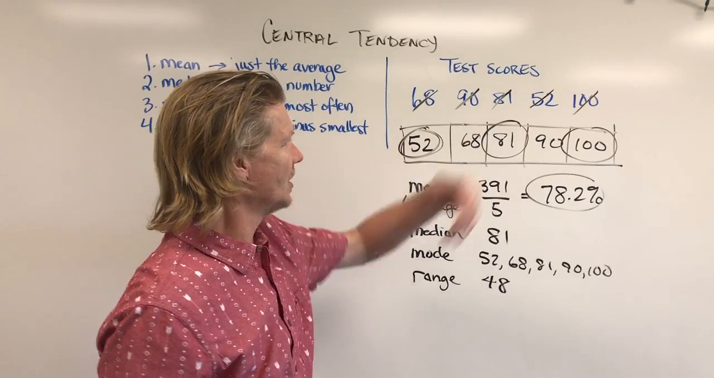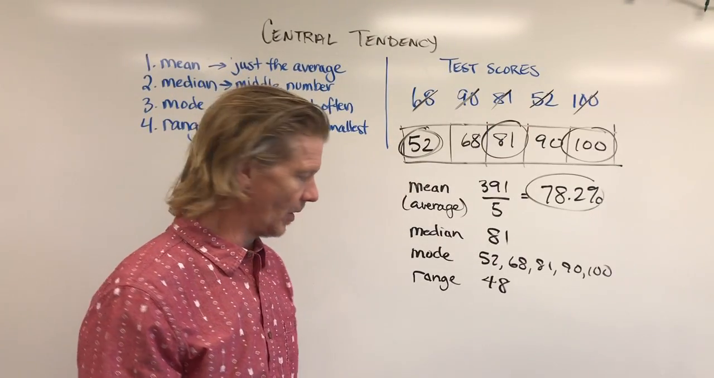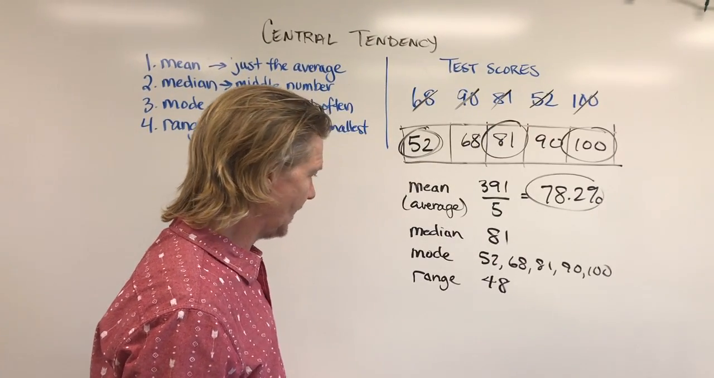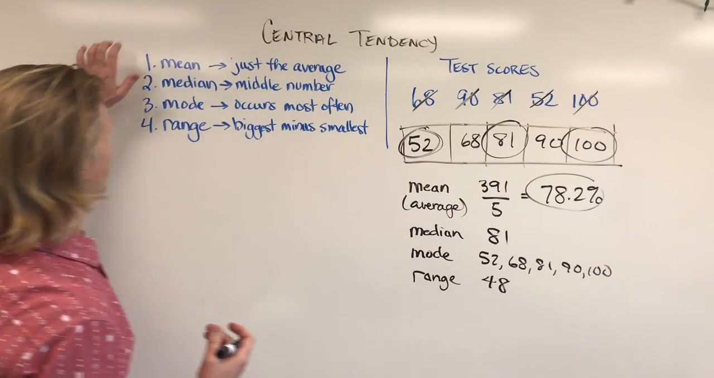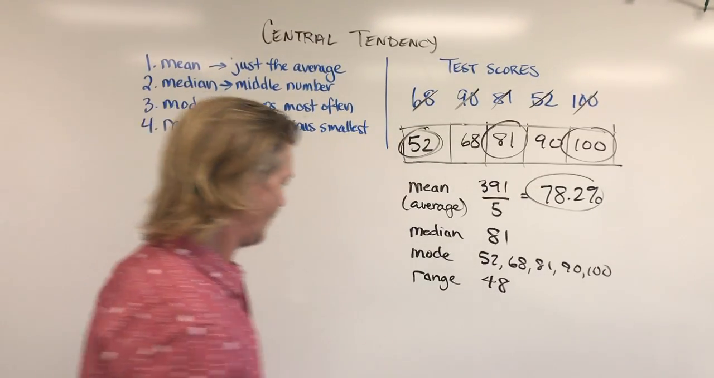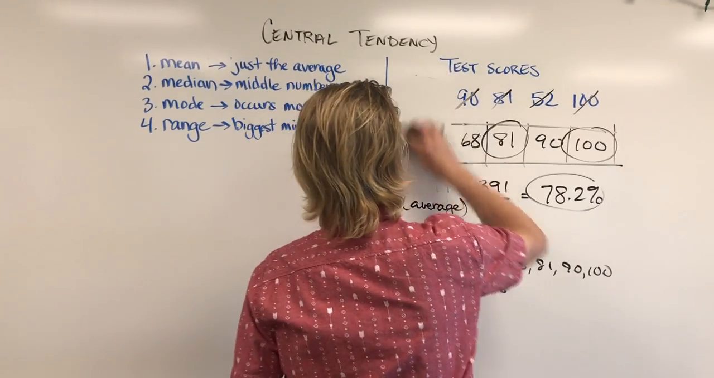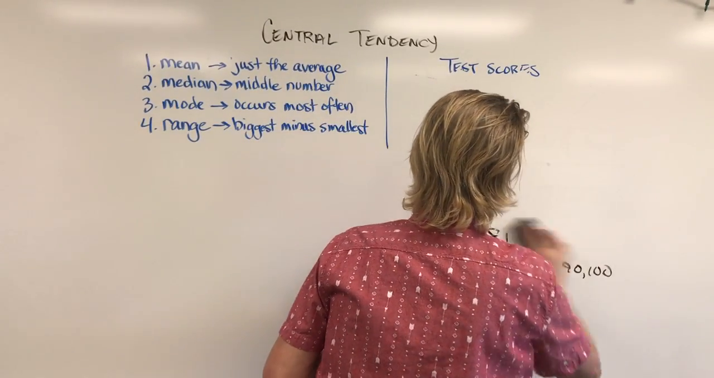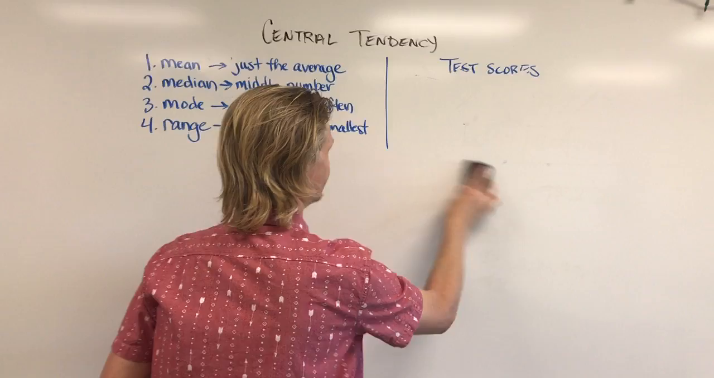Now, as you get more numbers, your questions might get more sophisticated, right? But that is the basics of central tendency for grade 8. Mean, median, mode, and range. Now, a couple other things. Let me put another set of numbers up here, just quickly, just to illustrate something.